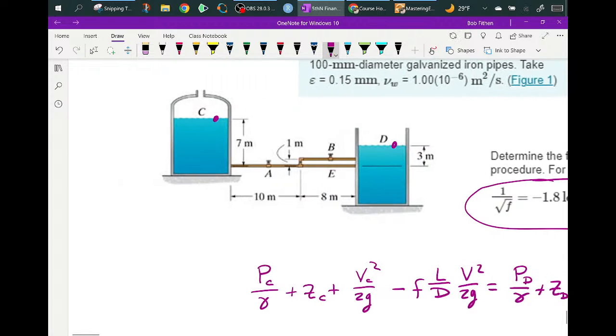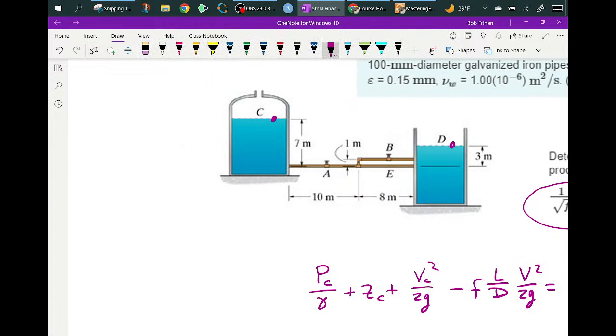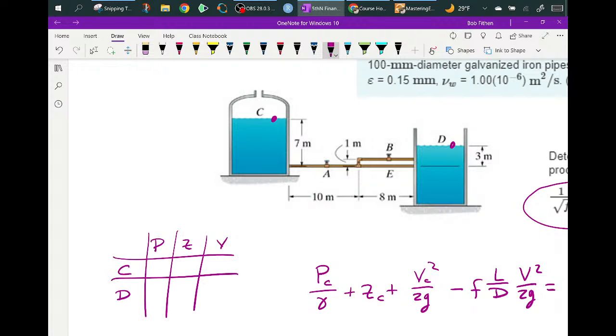I have enough space here. Pressure, elevation, and velocity at locations C and D. I'm going to assume these are fairly large. I'm going to assume he has a port right here, so it's atmospheric.